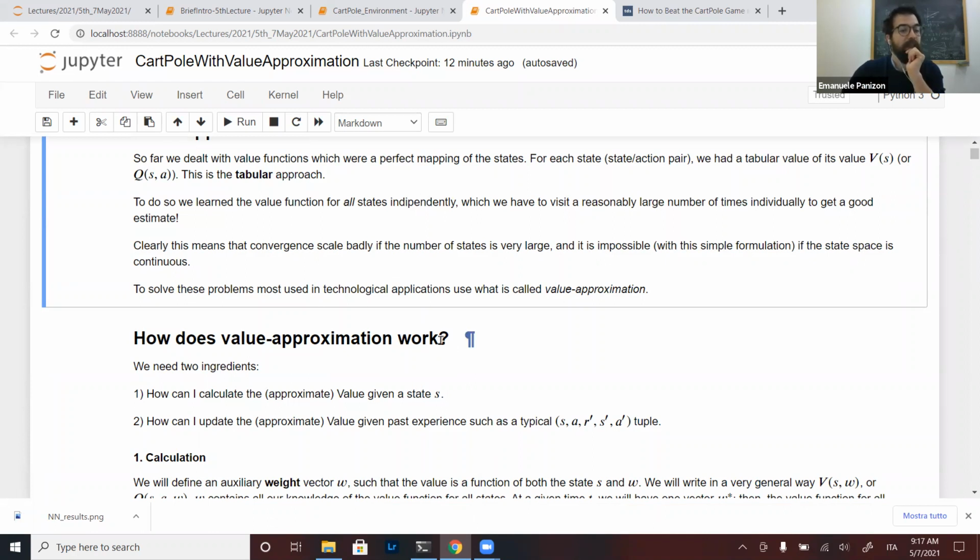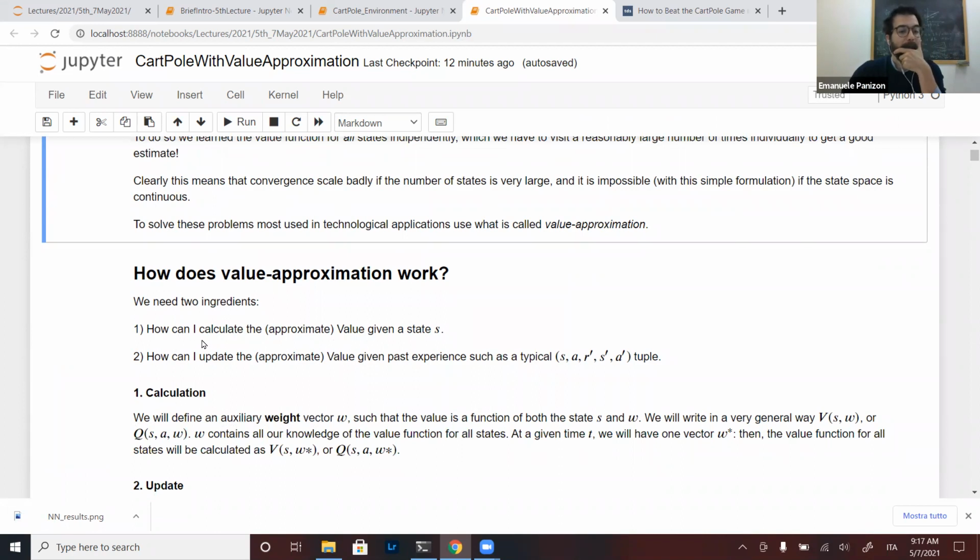Value approximation is a simple recipe, which is very common. I mean, it's the most common technique to do that. Basically, it consists of two ingredients. The first one is that given a state S, I need some way to construct an approximate value. So still it needs to do what it has to do. Given a state, I need a way to mathematically calculate its value. And I need a way to update this value given a state, given the usual experience.